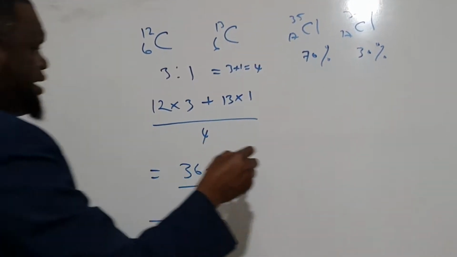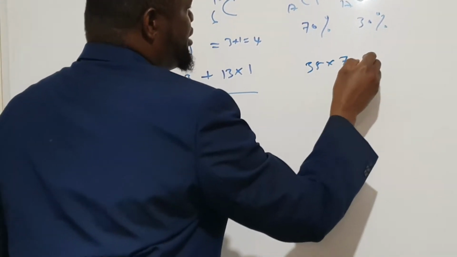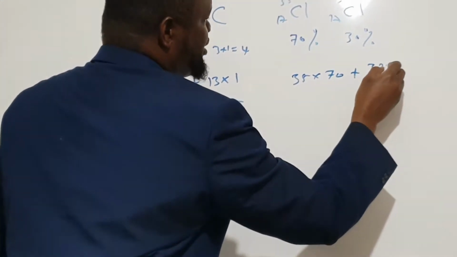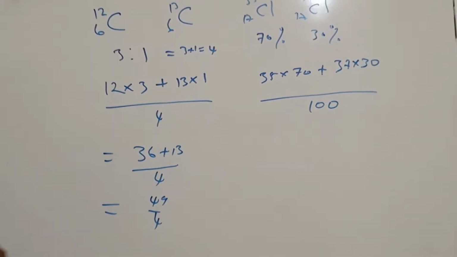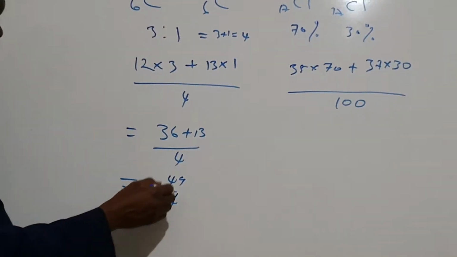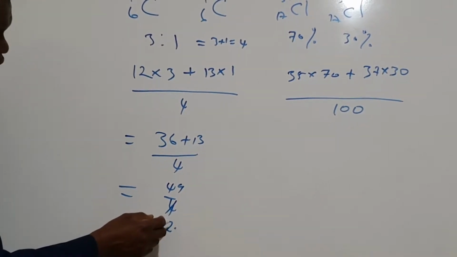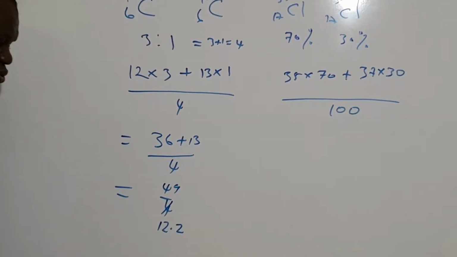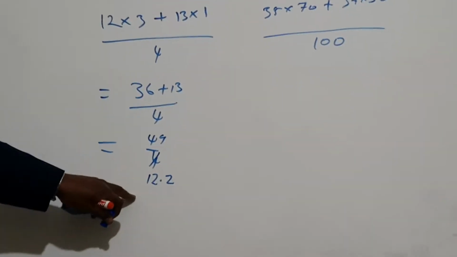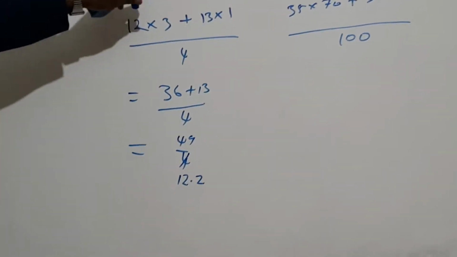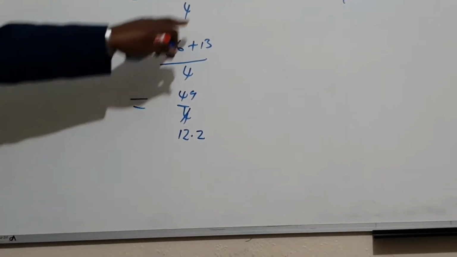For the chlorine one, it will be 35 times 70 plus 37 times 30, all over 100. So 49 divided by 4 is 12.25. So the relative atomic mass is that. If you have a compound in which some carbon atoms are 12 and some are 13, in that ratio, the relative atomic mass will be 12.25. You just find the average.